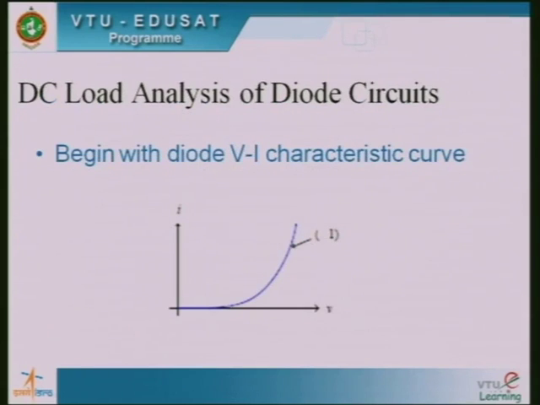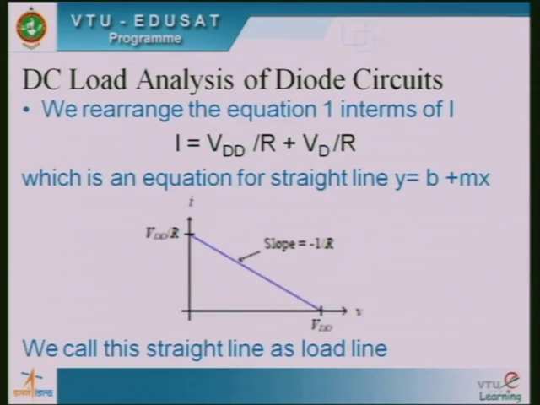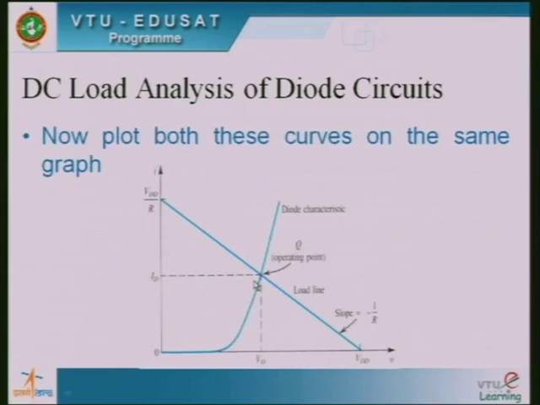So as I told you, this is how to go ahead with the graphical analysis. Using graphical analysis, we are finding the operating point, that is, the DC conditions that exist in the diode circuit. We begin with the diode VI characteristic curve, then rearrange the equation in terms of I and compare it with the straight line equation. We get a straight line drawn between VDD and VDD by R, and this line is called the load line.